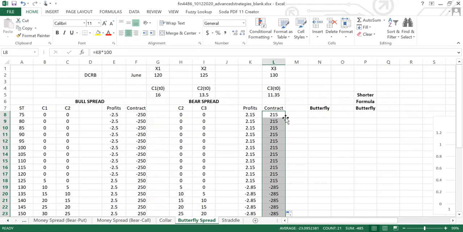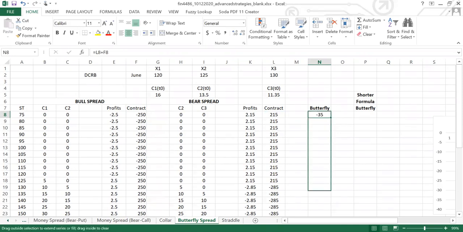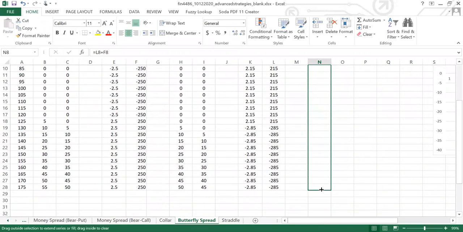Now, we have this contract, and basically at this point we have the bull spread, we have the bear spread, and then what is the butterfly? Well, the butterfly is just these two contracts. We add them together, and that's it. You could read Canvas or read your book.